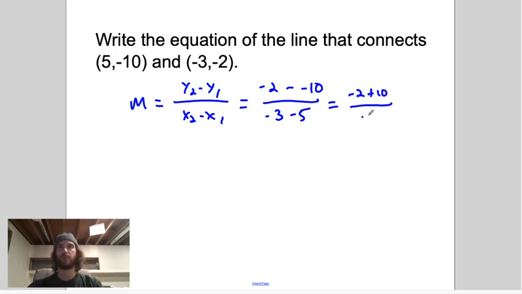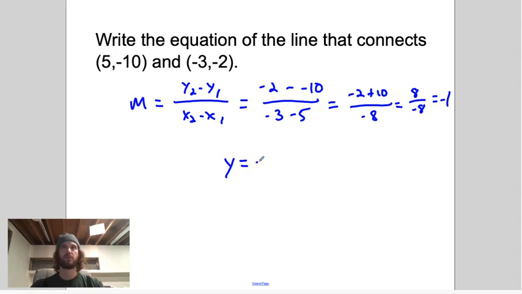Those are going to become more negative. All right, -2 plus 10 gives me a +8 divided by -8, which is going to simplify to -1. I found my slope. That's step 1. Step 2 is business as usual. Plug it in, and we're going to pick a point. It doesn't matter which one we pick.